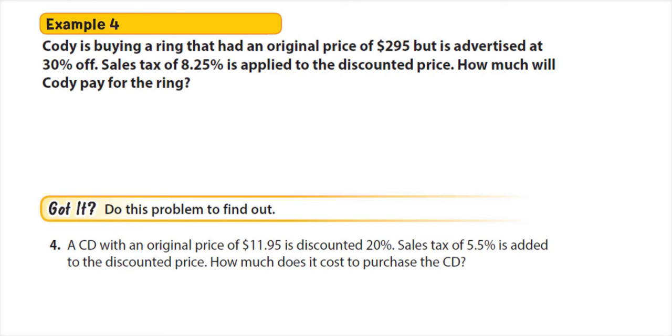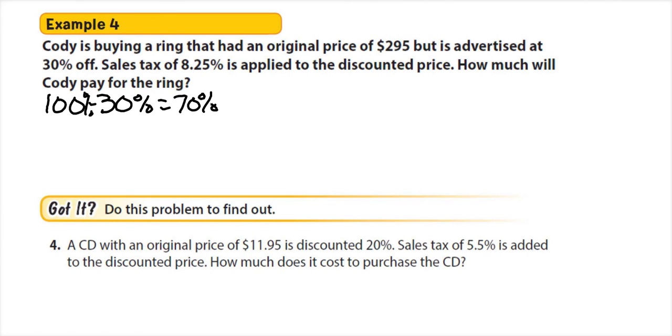All right, so first we have to figure out what percent he's actually paying. Well, he's saving 30%, again, quote saving. So we would take 100% minus 30%. Okay, so he's really only paying 70% of the actual cost. All right, so let's figure out what that is.